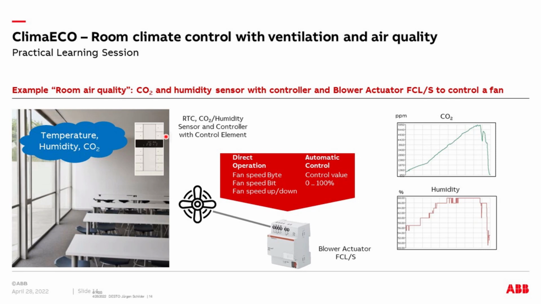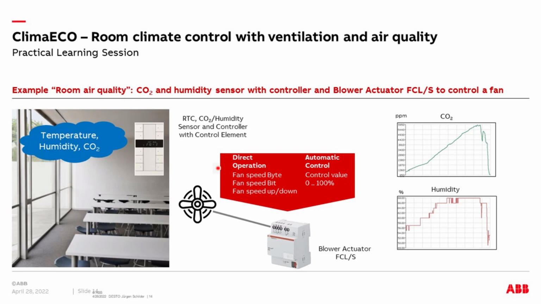Additionally, the devices have a controller inside, a controller for room temperature control, for CO2 and humidity. And depending on whether the room is occupied or not, or via time switch, the controller sends these control values, one for CO2, one for humidity, to the blower actuator. And the blower actuator can be in the so-called automatic mode. Automatic mode means it is listening to these control values and the fan goes here in the different speeds, 1, 2 or 3. This is the so-called automatic mode.